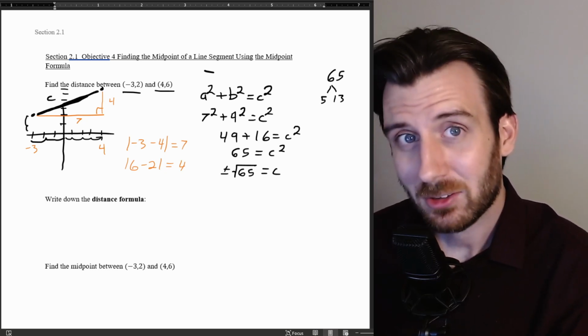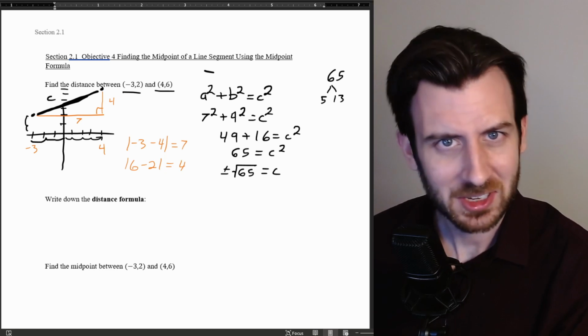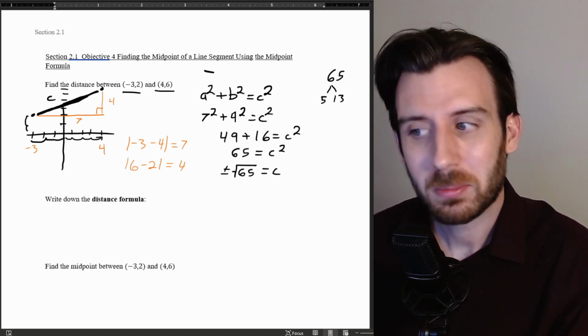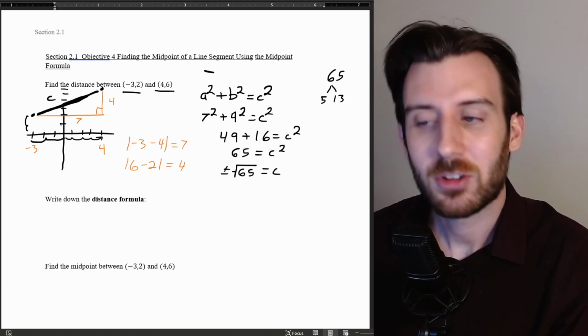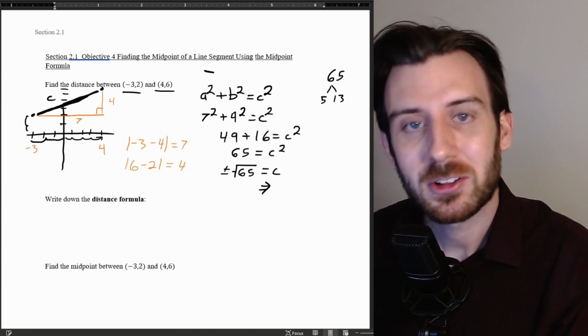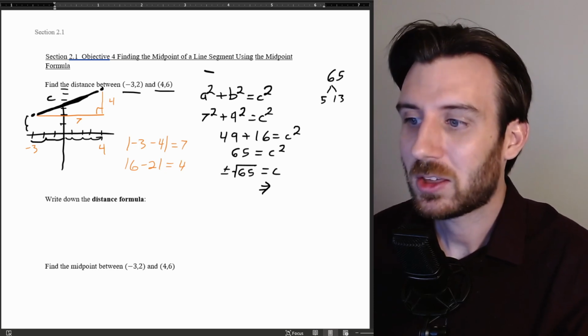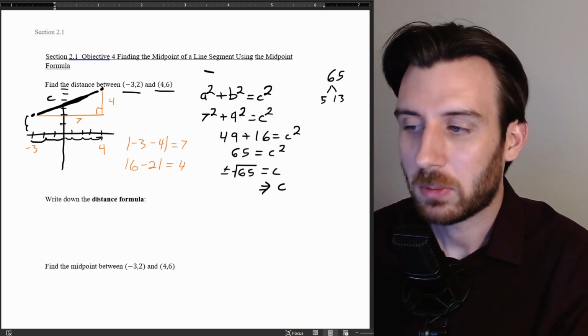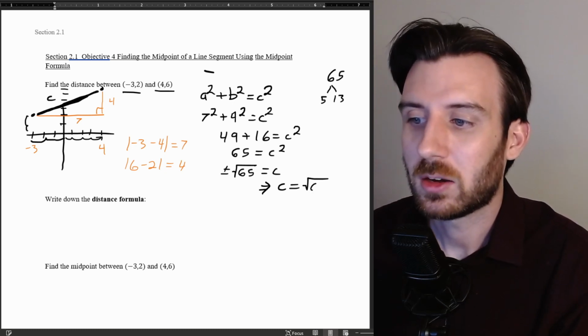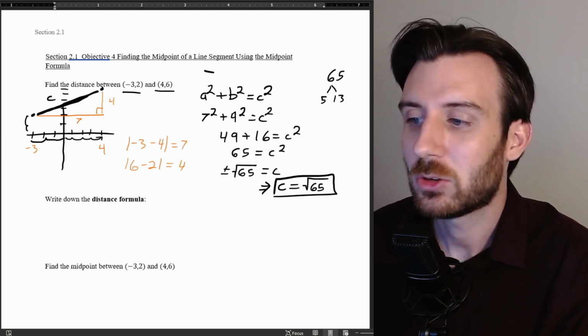Well, you better not say negative, because it's difficult to measure things as having a negative distance. The option we would need to choose here that was appropriate would be just the positive one. So we need to make an executive decision, a mathematical decision, that based on the problem we were looking at, the correct choice between positive or negative root 65 would be the positive version. So it's going to just be the square root of 65. And so that's the distance between these two.